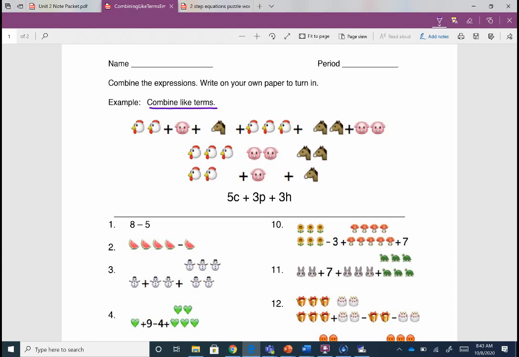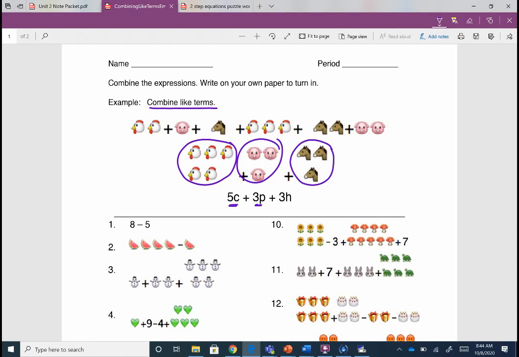They are the same. So I can group together all of my chickens, and there are 5 of them, so I'm just going to put a 5C. I'm going to group together all of my pigs. There end up being 3 of them, so I have 3 pigs. I group together my horses, and there are 3 horses also. Can I group them together any further than that? No. I can't group them together any more than that.